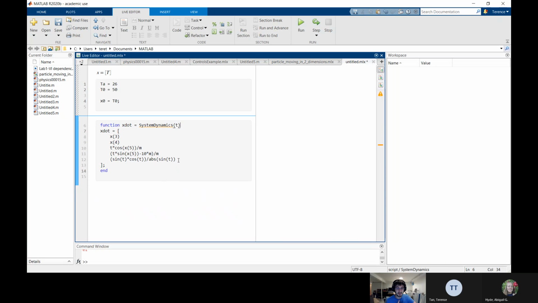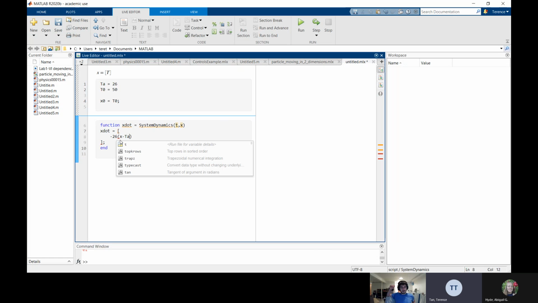So, Mary, you have to take in 2 input arguments. Every time, that's the standard form that ODE45 expects you to use: 2 input arguments. One is the time and one is the current state. Got it. And here it would just be negative 26 tx, x minus T ambient.